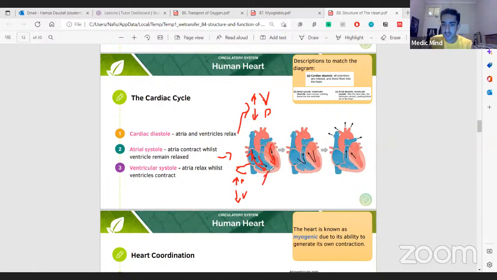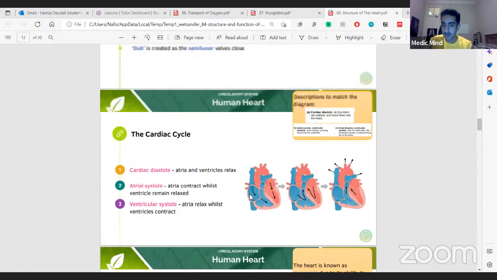And then ventricular systole is where the atria relax, so the atria pull blood back in, and the ventricles contract. They increase pressure by decreasing volume, which means that the blood flows out of the arteries and out to systemic circulation. And I'm going to give you a whiteboard for this because the cardiac cycle is really important to know. So you'll get a quick whiteboard for this.